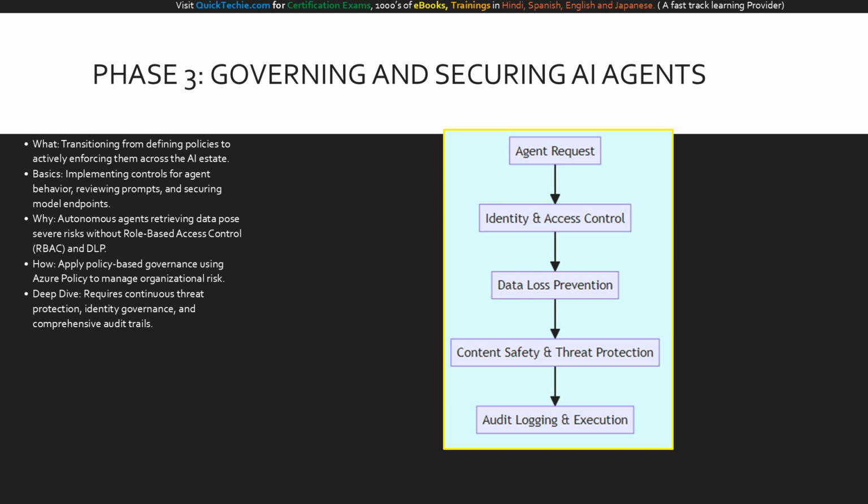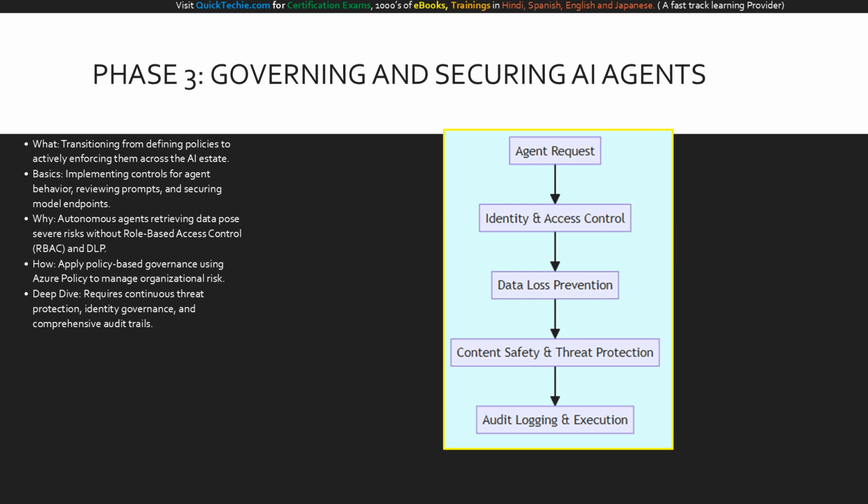Let us walk through this governance and security flowchart, which maps out the enforcement mechanisms critical to deploying responsible AI. The process initiates at the agent request node, representing a user or system attempting to invoke an AI action. Immediately, the request hits the first line of defense, identity and access control, or RBAC. Here, the system verifies the managed identity and ensures the principles of least privilege are upheld.